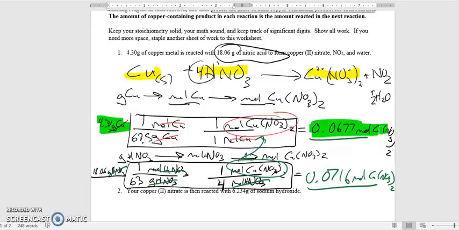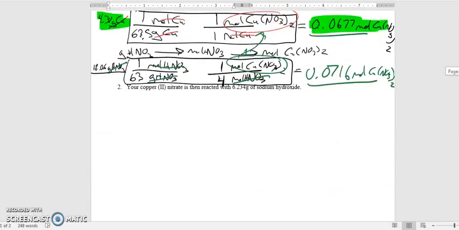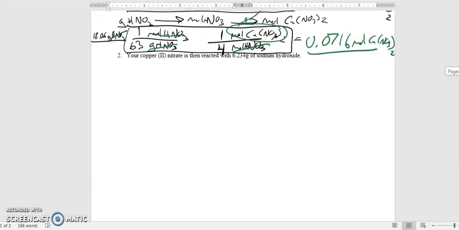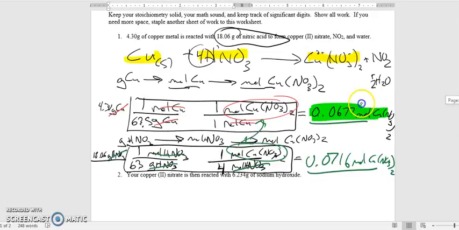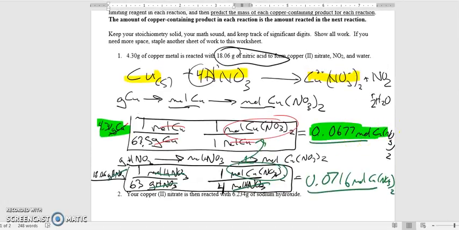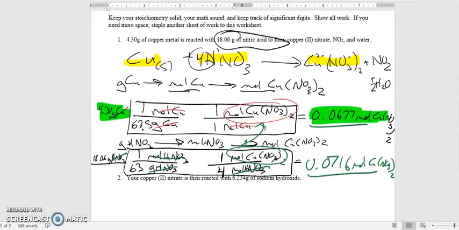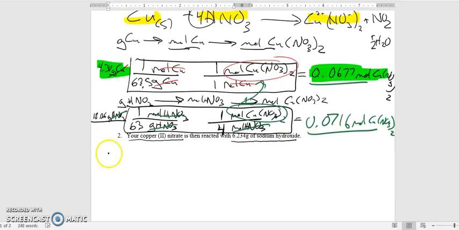So now let's find out how many grams that is. I'm going to take up some space down here. I hope you write more neatly than me or on a separate sheet of paper. So now what we know is that we're going to make 0.0677 moles of copper nitrate. So the next problem says you take that copper 2 nitrate, the stuff I just made, and now you react it with 6.234 grams of sodium hydroxide. So we start over again. We've got copper nitrate plus sodium hydroxide. You've got to figure out what it's going to make.